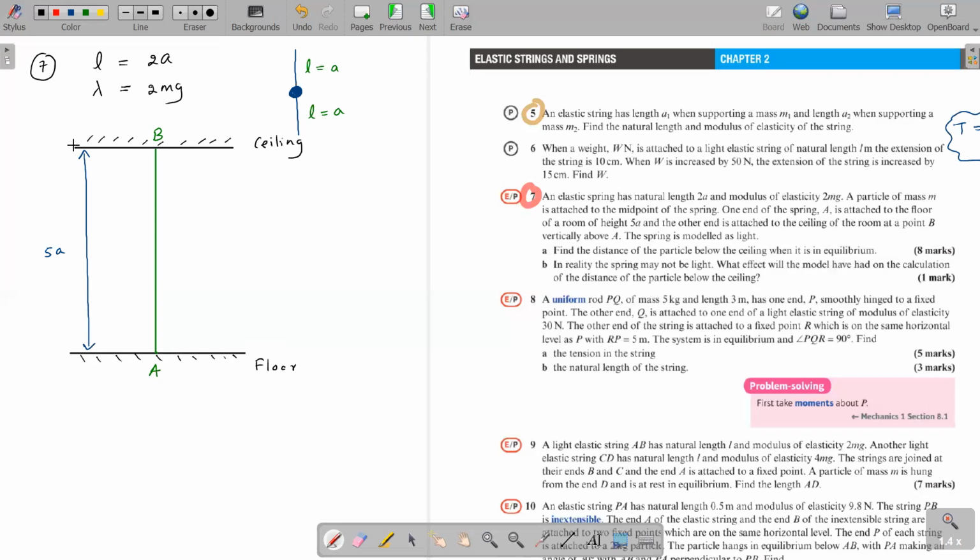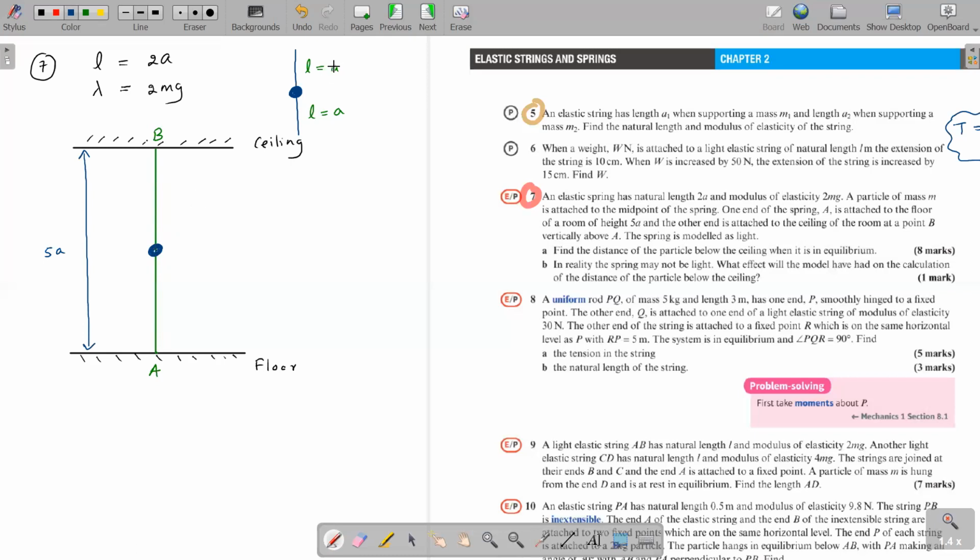Now I have a question. You do realize that this is an extensible string, an elastic spring. That's why you are capable of extending it to a distance of 5a. Take this particular part and stretch it to either side. Now, how do you expect this particle to be? Do you expect this particle to stay exactly in the middle of the two springs?